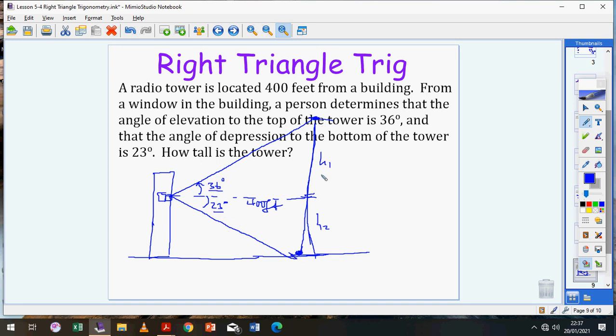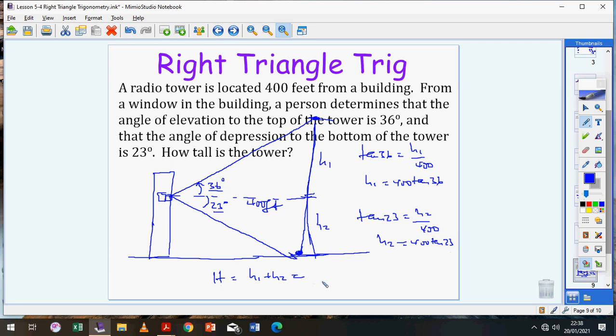So if I want to find h1, I know that tan of 36 is equal to h1 divided by 400. This can give me h1. And if I want to find h2, I know that tan of 23 equals h2 divided by 400. From the first equation, h1 equals 400 tan 36, and from the second equation, h2 equals 400 tan 23. So to find the total height of the tower, I'll just add h1 plus h2, which when you do, I think you'll find that it's 460 point something feet.